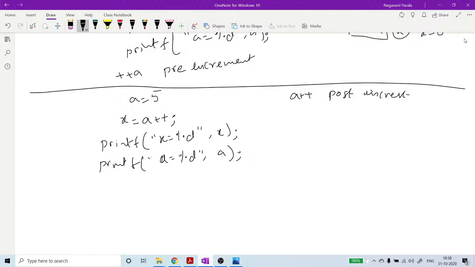Post means what? Later. Its meaning is, see here, I'll show you. X equal to a plus plus means that incrementation should be performed and assignment should be performed. But which should be performed first? As we told, post increment. This is what post increment means, later increment.